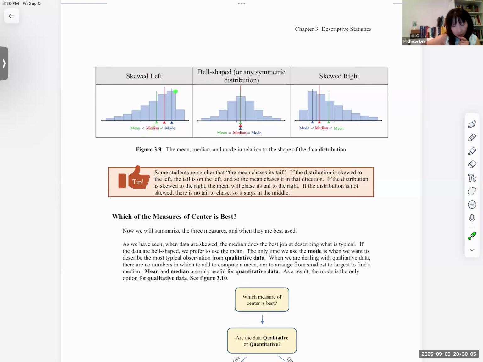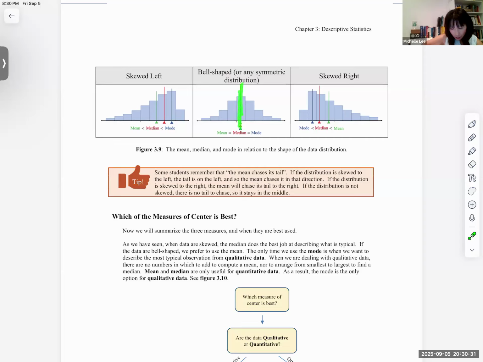And then in that case, this histogram, this is the highest frequency, right? That's why the mode is here. Okay, let's take a look. Bell shape or symmetric, right? So we can see the mode here because it has the most frequency in the histogram.